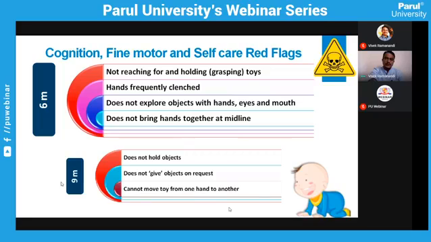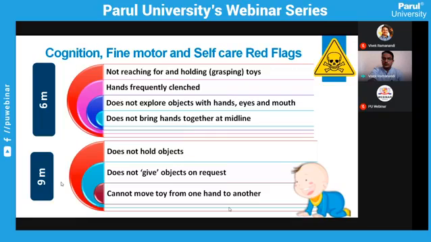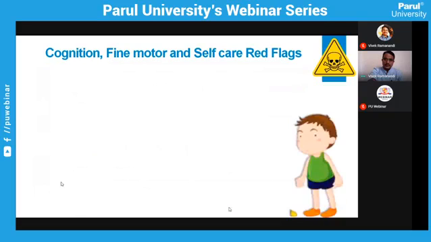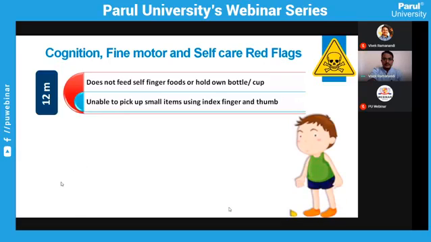At 9 months, the child is not holding the objects and cannot give objects on request, release of objects is not there, or cannot move toy from one hand to another, that is bilateral play. At 12 months, the child does not feed self, finger food, or hold own bottle or cup. Unable to pick up small items with use of index finger and thumb. That is, we are gradually going towards the finer grips.